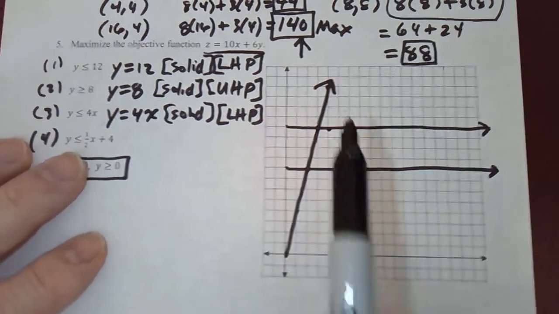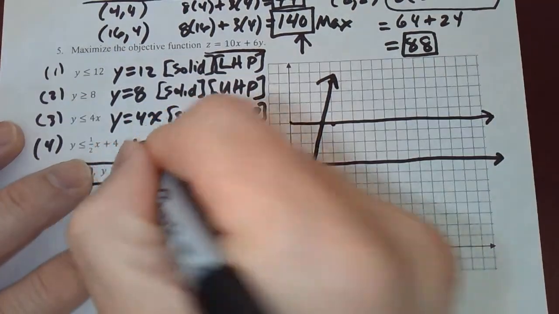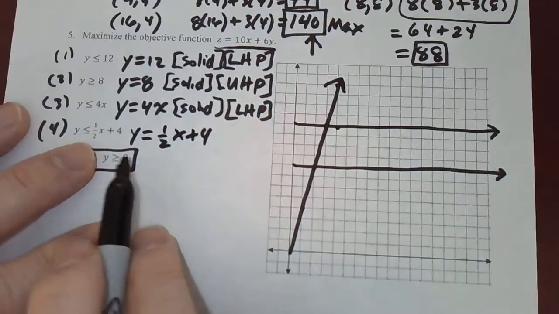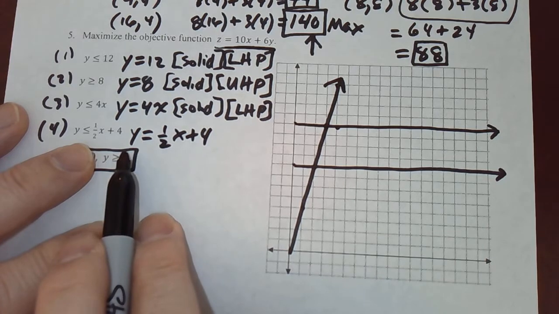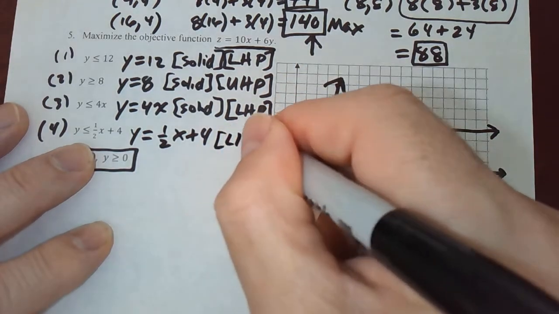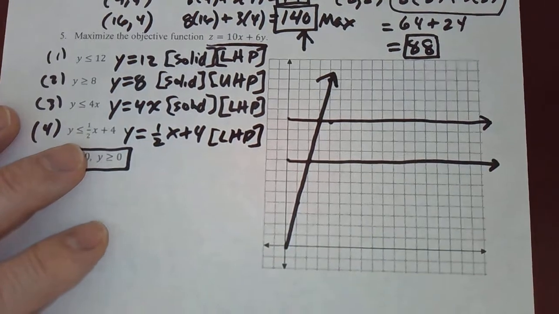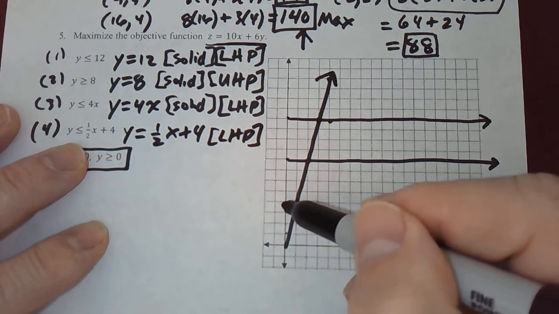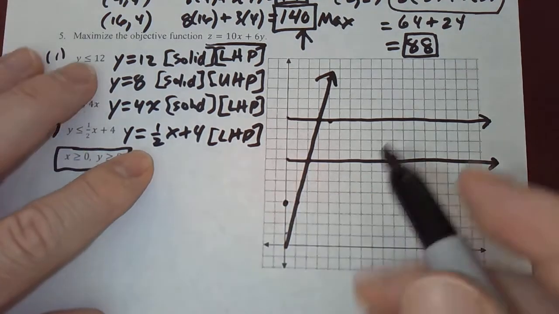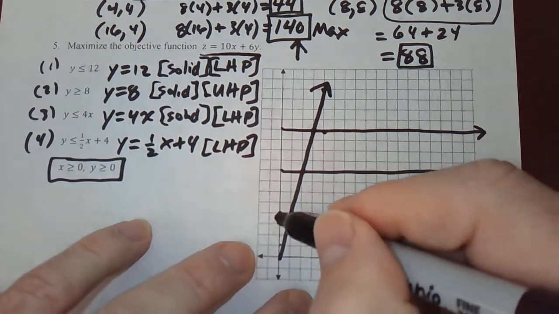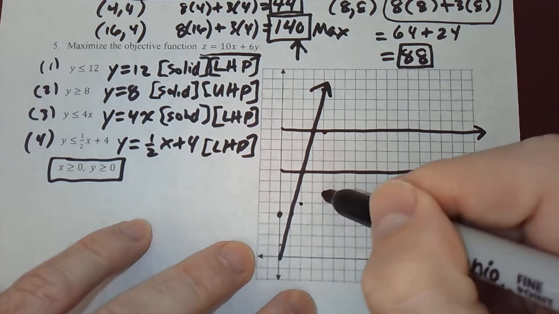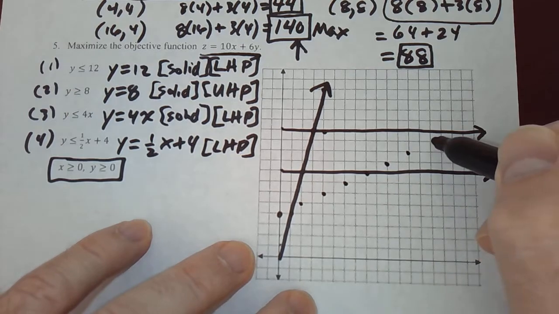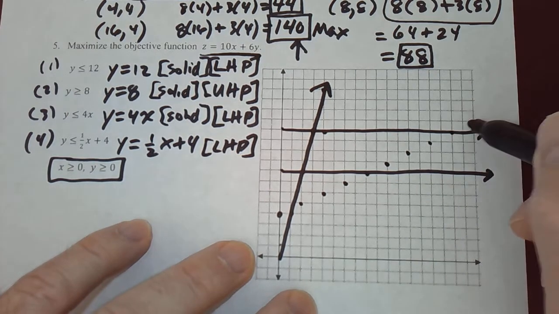All right, and then the last one, the line would be y equals 1/2 x plus 4. And this will be a solid line just like the rest of them. And I'm just going to write lower half plane because it's less or equal. So this one has a y-intercept of 4. 1, 2, 3, 4. Slope of 1/2. So I go up 1 to the right 2, up 1 to the right 2, and continue like this. And then I'm going to connect all these dots with a straight line.